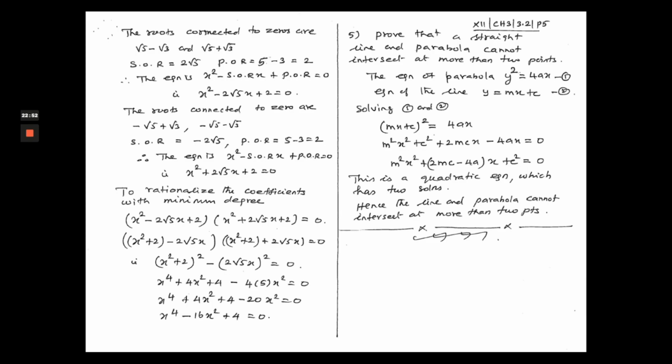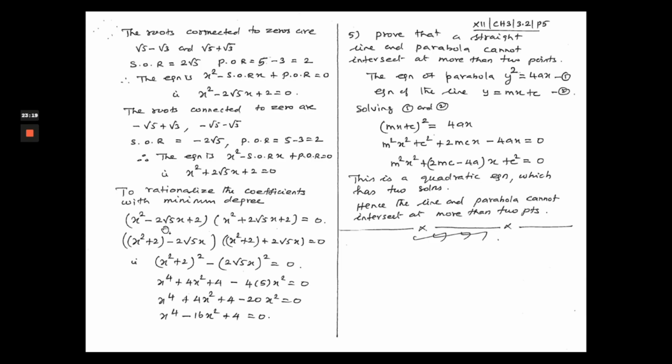Therefore the equation is x square minus sum of the roots into x plus product of the roots equal to 0. So x square minus of minus 2 root 5 into x plus product of the roots 2 is equal to 0. Here we have irrational coefficients.